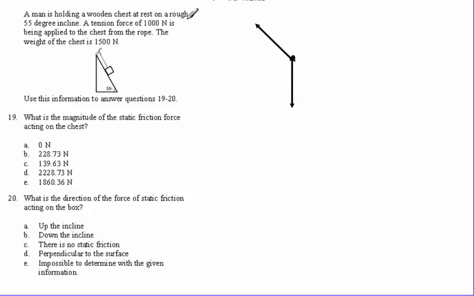So I'm going to make this tension force 1,000 newtons. The weight coming down, that is a force. You do not multiply that by 9.8. And let's see here too. What are we looking for here?